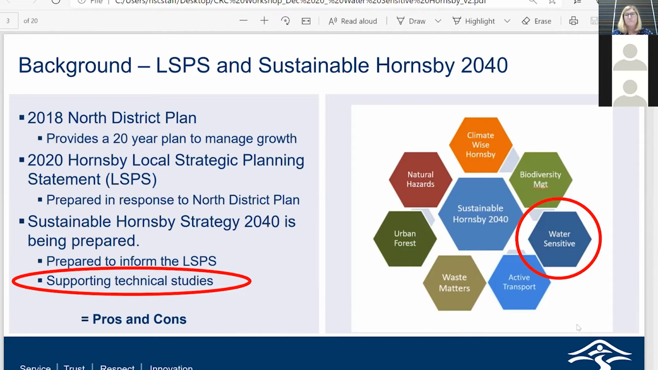The benefit is that all the documents talk to each other. Probably the main challenge was the amount of consultation we were doing and the various consultation we had to do, and a bit of consultation overload for the community.